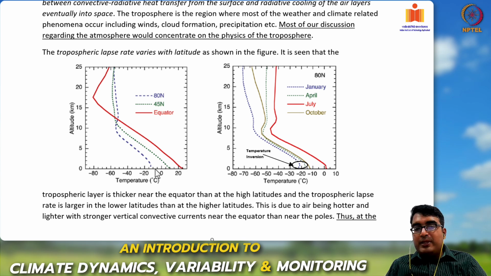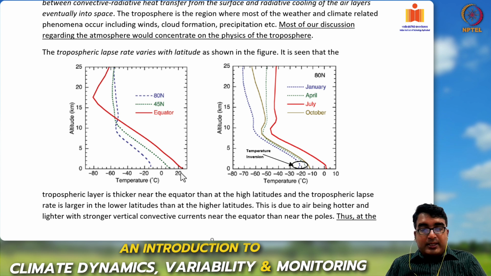So, for example, here we have the mean temperature profile from the surface up in altitude at the equator, which is the red line, 45° north latitude, which is this green dotted line, and 80° north latitude, which is the blue dashed line.